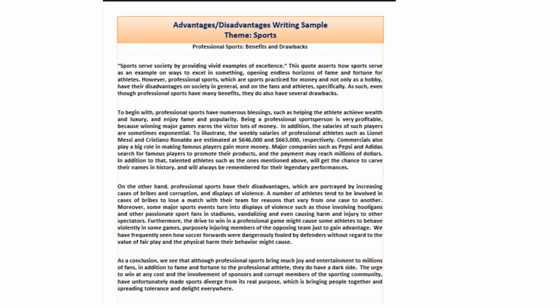Now we move to the conclusion, the concluding paragraph. It's a wrap up of the whole essay, and in the concluding paragraph, we restate the thesis using different words. As a conclusion, we see that although professional sports bring much joy and entertainment to millions of fans, in addition to fame and fortune to the professional athlete, they do have a dark side. The urge to win at any cost, and the involvement of sponsors and corrupt members of the sporting community have unfortunately made sports diverge from its real purpose, which is bringing people together and spreading tolerance and delight everywhere.